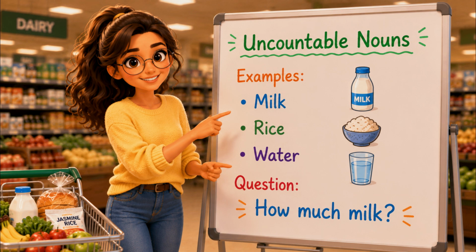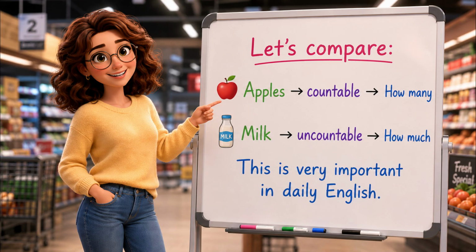Now let's look at uncountable nouns. These are things we cannot count one by one. For example, milk, rice, water. So we use how much. Example, how much milk do you need? Repeat after me. How much milk do you need? How much rice? Let's compare. Apples, countable, how many? Milk, uncountable, how much? This is very important in daily English.